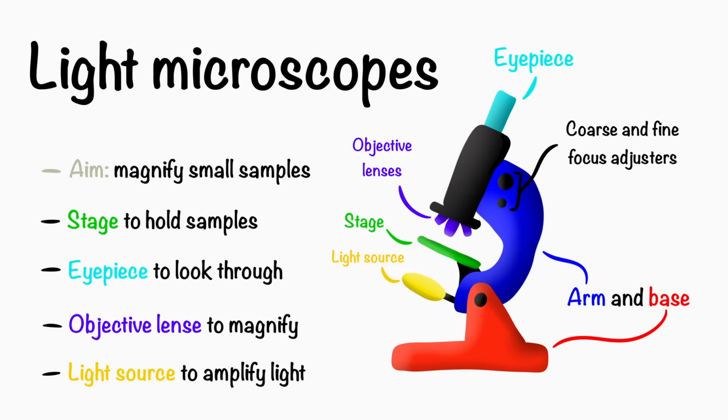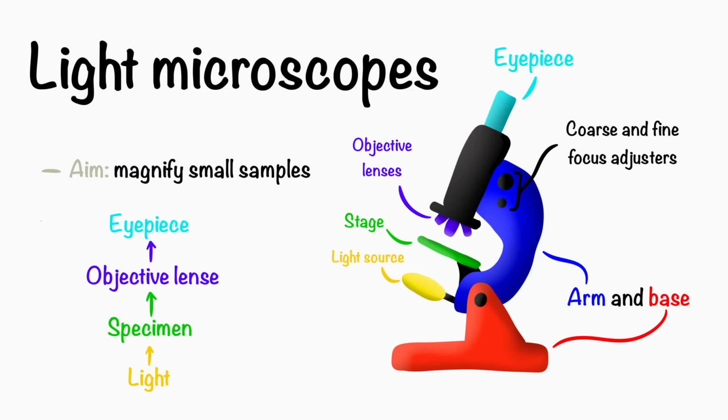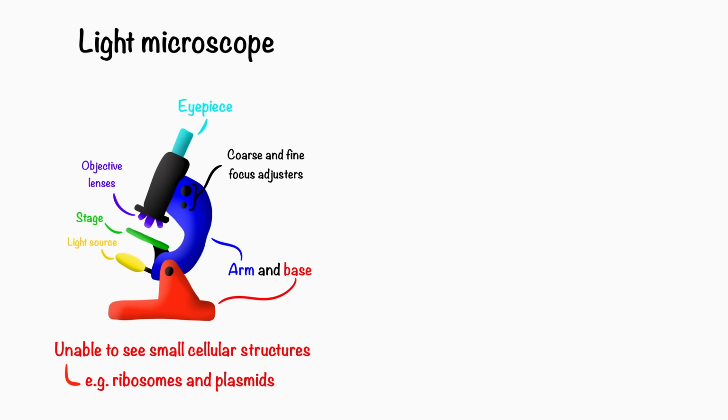Microscopes work by showing large images of very small samples or specimens. They magnify small objects with the help of light and lenses. However, the ability to see smaller subcellular structures such as ribosomes and plasmids was not possible with light microscopes.